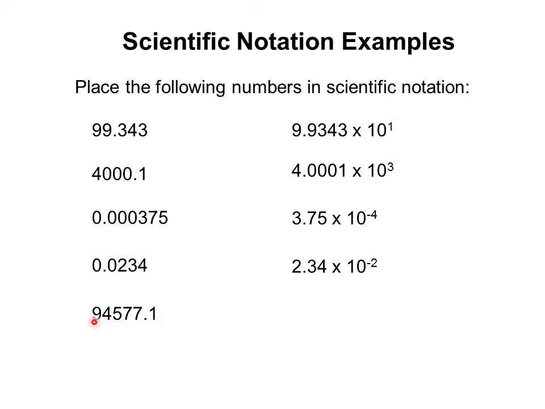And finally, let's look at this one. This is 94,577.1. So to express this in scientific notation, we'd move 1, 2, 3, 4. So that would be 10 to the fourth. So that would be 9.45771 times 10 to the fourth. So hopefully you got those right. And kudos if you did.